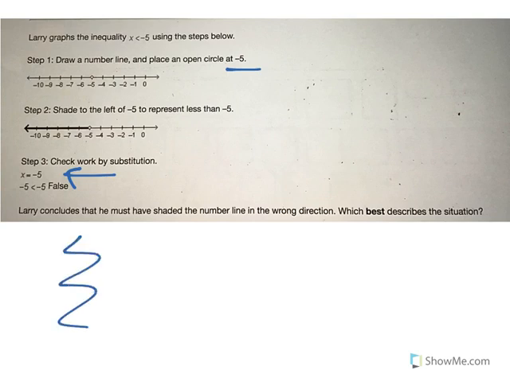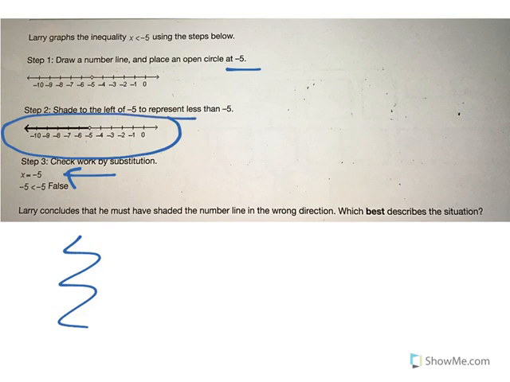But let's talk about this. Did Larry graph this correctly? Well, we said x is less than -5, so give me a number less than -5. It's any number to the left of -5 on the number line, which he did. There's no equal sign underneath, so he left the circle open, which is correct. So where did Larry mess up? He did the graphing correctly, but where did he mess up?